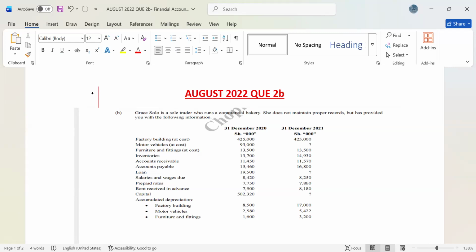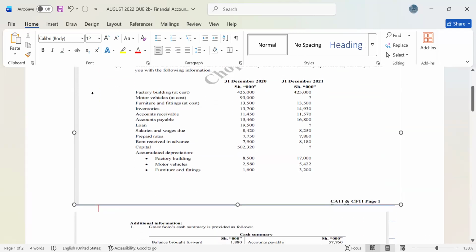The next one is account receivables. As you can see, we have the figures there. Then accounts payable, we've also been given. Then we've also been given the loan. The salaries and wages due, we've also been given. Prepaid rates, rent received in advance. Then we've got capital. Then we've got accumulated depreciation. Then under accumulated depreciation, we've got factory building, motor vehicle, furniture and fittings. So their respective accumulated depreciation have been given.